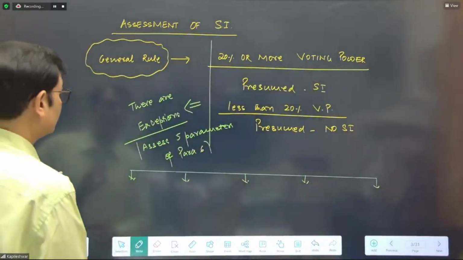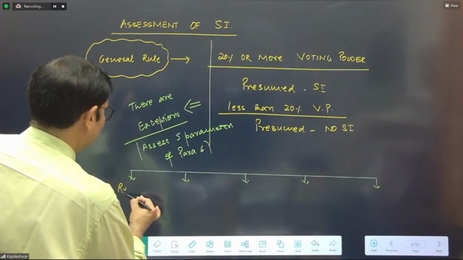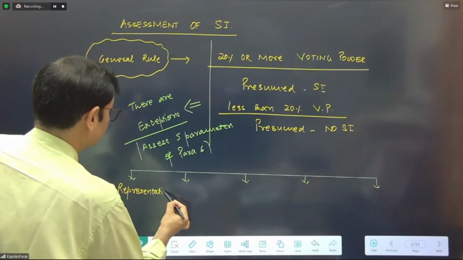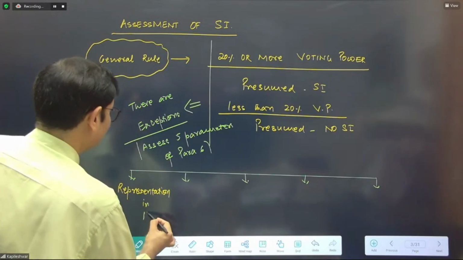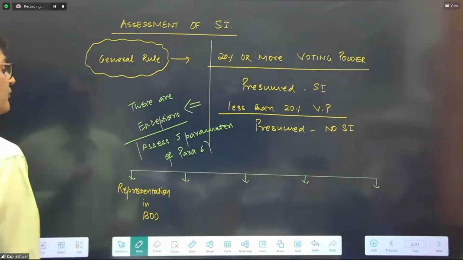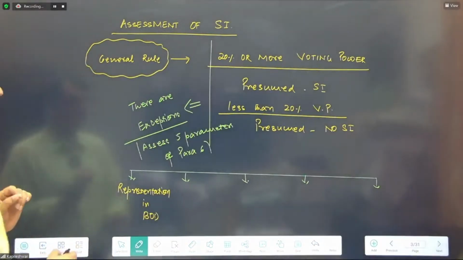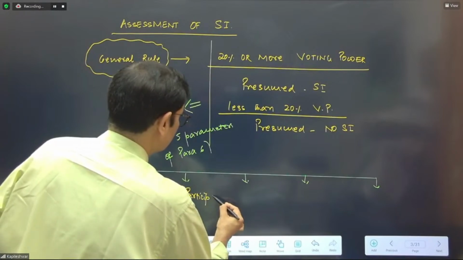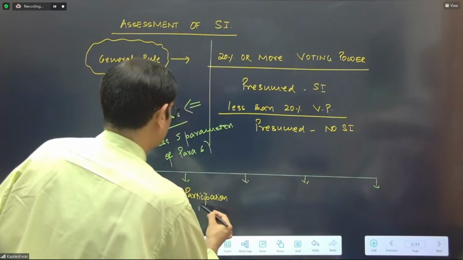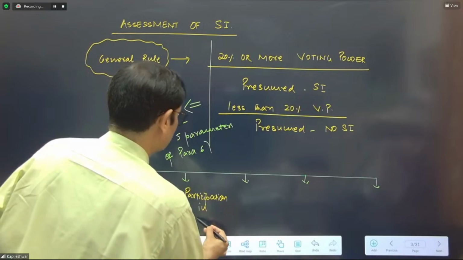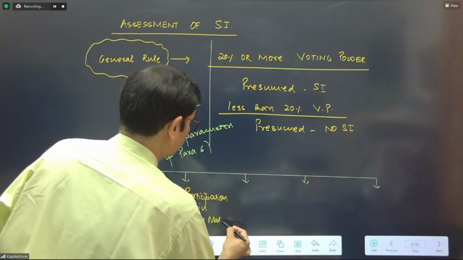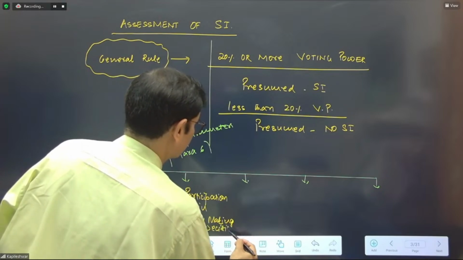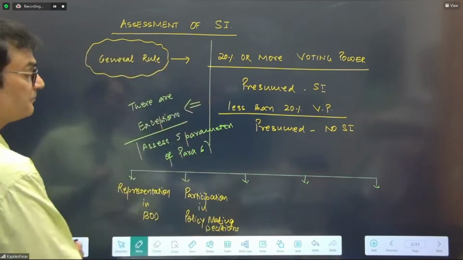Parameter number 1 is that there is a representation on the board of directors. So the investor has got a representation on the board of directors. Number 2, he's got a participation in policy making decisions, including dividend distributions, etc.